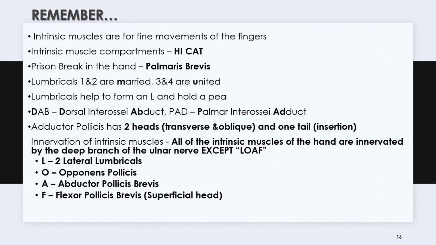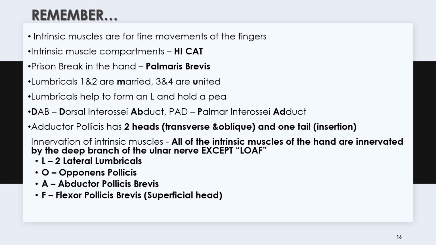Okay guys, let's remember that our intrinsic muscles are for fine movements of the fingers. For the intrinsic muscle compartments, we can use the mnemonic HICAT to remember it. We can remember our prison break muscle, our palmaris brevis. Let's not forget that our lumbricals 1 and 2 are married, 3 and 4 are united. M for median nerve, U for ulnar nerve. Let's not forget our lumbricals help to form an L and hold a P. That's flexion at the metacarpophalangeal joint and extension at the interphalangeal joint.